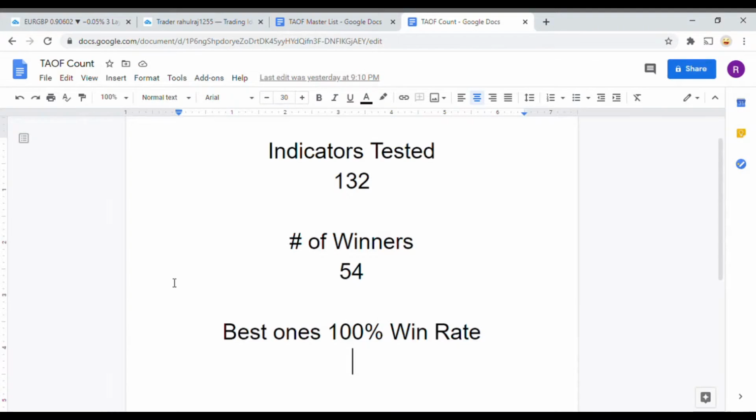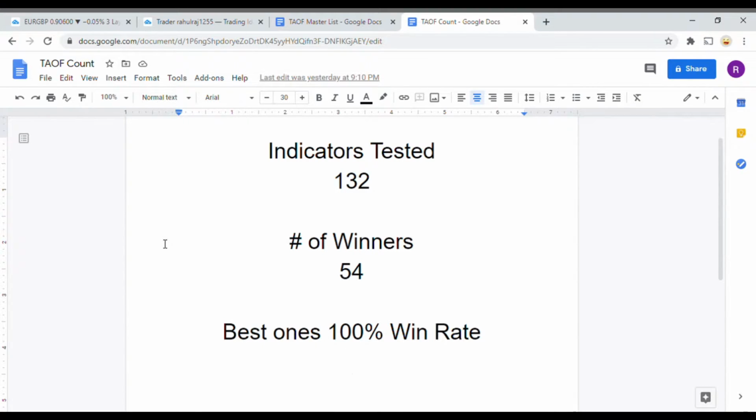But before we do, I wanted to put the indicator scoreboard up for everyone to see. So to date, we have tested 132 indicators. Out of those 132 indicators, 54 of them have been winners, which means that they have met or exceeded the 60% win-loss ratio threshold that we have set for them. The best ones so far were able to achieve a 100% win rate.